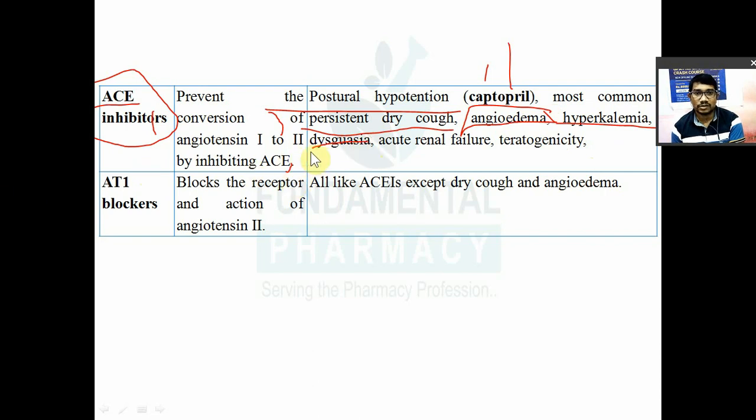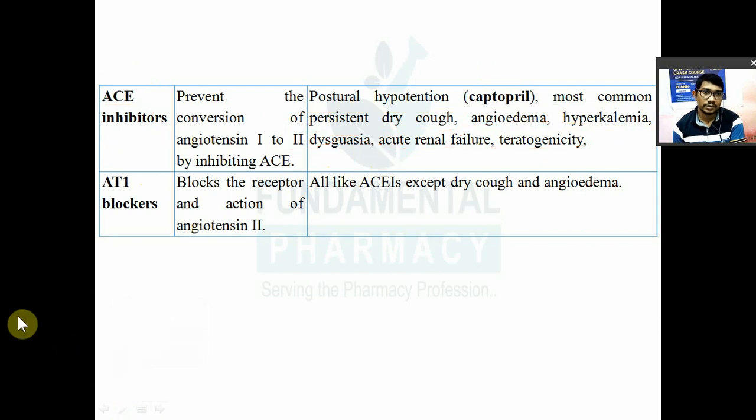Or problem in the test, dysgeusia, acute renal failure and teratogenicity. So they are teratogenic, they are contraindicated, they are not used in pregnancy. These are the adverse effects of your ACE inhibitors.